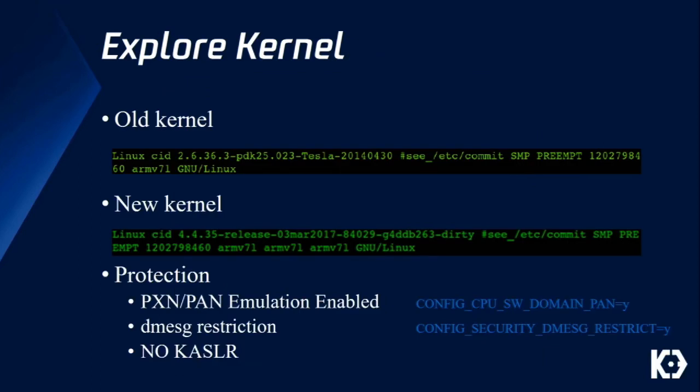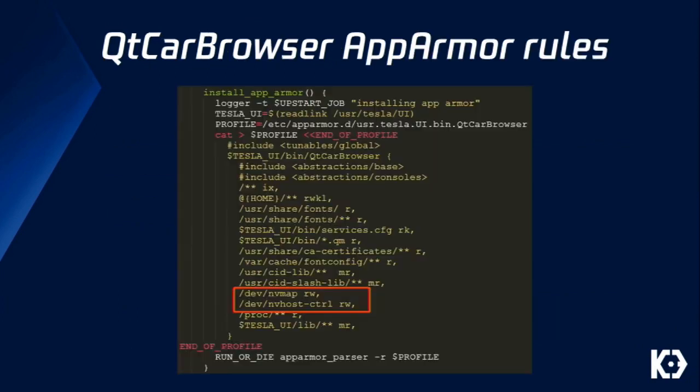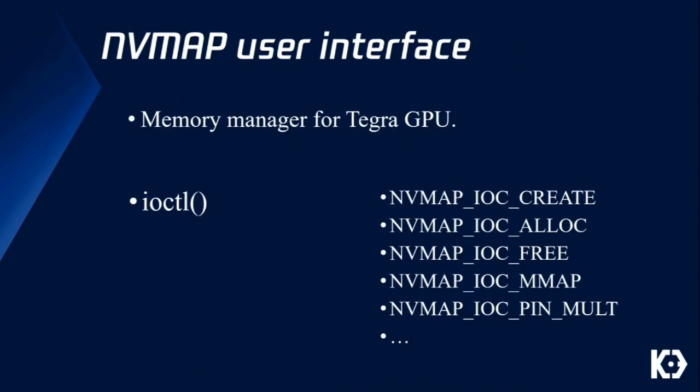So our workmate Nielsen decided to find our own privilege escalation vulnerability. Today he can't be here, so I'm going to help him introduce this part of the research. According to the AppArmor rules of the browser, the device files nvmap and nvhost-ctrl can be accessed by the browser. So we mainly focus on the nvmap. nvmap is created by the Linux driver memory manager for the Tegra GPU.